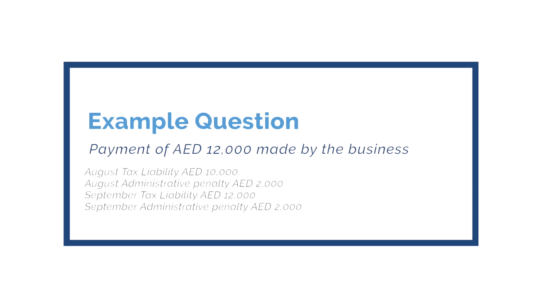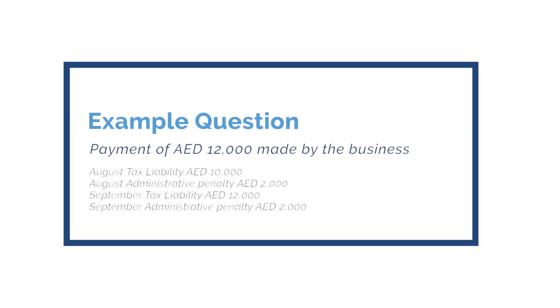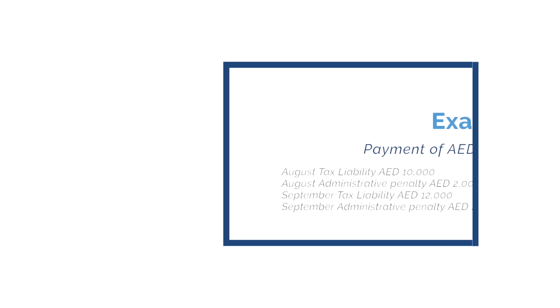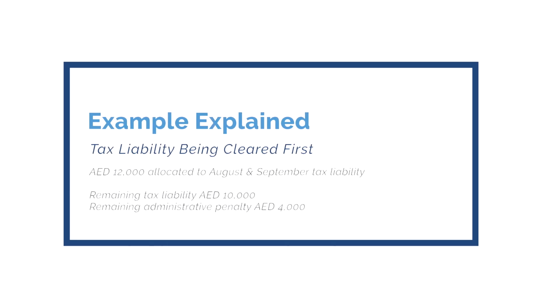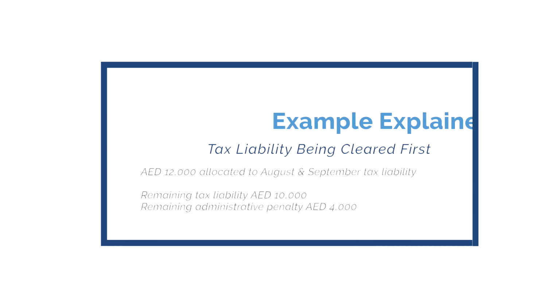If the business has the following liabilities: August tax liability of 10,000 dirhams, August administrative penalty of 2,000 dirhams, September tax liability of 12,000 dirhams, and a September administrative penalty of 2,000 dirhams, and the business decides to make a payment of 12,000 dirhams. If the first option is selected, that is the tax liability being cleared first, then the 12,000 dirhams will be allocated to the August and September tax liability, and the remaining tax liability will be 10,000 dirhams, and the administrative penalty would remain at 4,000 dirhams.